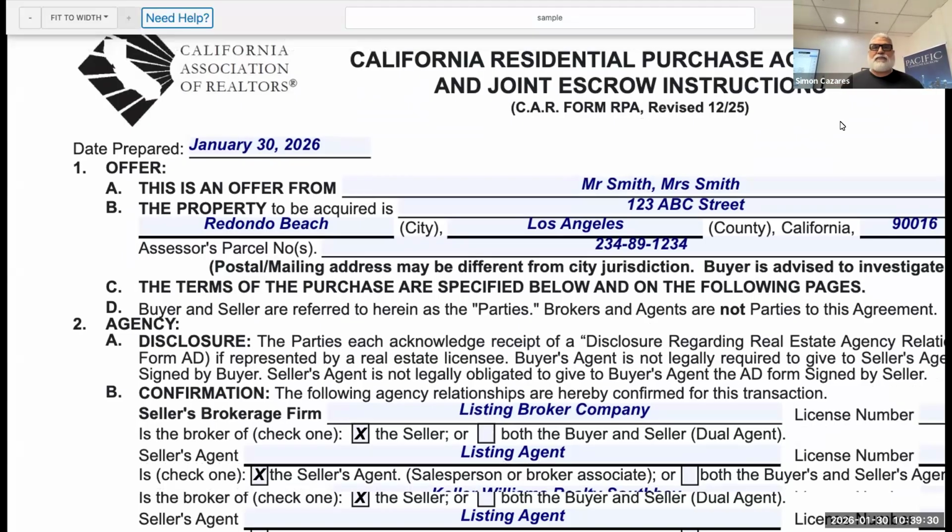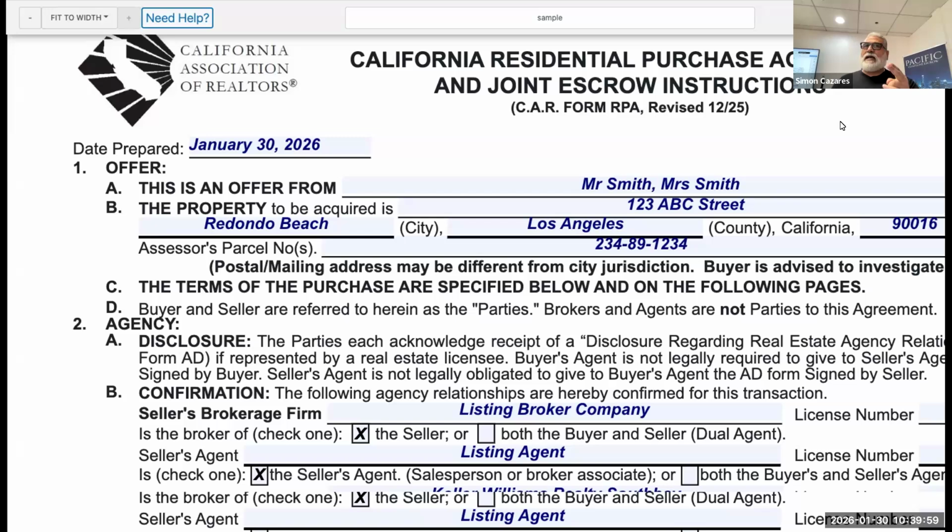Okay, what is the offer? Well, the offer is from who? Well, it's from the consumer, the buyer. So you're going to put who the buyers are. If it's one buyer, if it's multiple buyers, you're going to put all of their information, right? Now the question is, how do I know what buyer to put? Well, if they're getting qualified for a loan, and if it's one party, you're just going to put one party. If it's two people, then you're going to put two people.